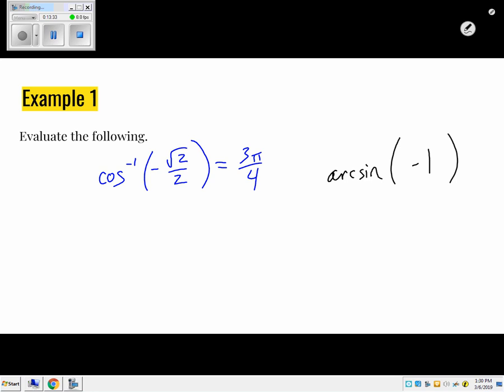So arc sine of negative 1. It's negative, so what quadrant am I going to go down to? 4th quadrant. So go down and look at that 4th quadrant. Look for where sine is negative 1. 3 pi over 2. I disagree. Negative pi over 2, right?